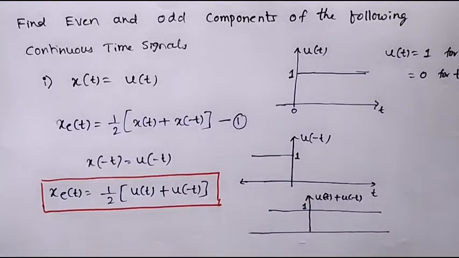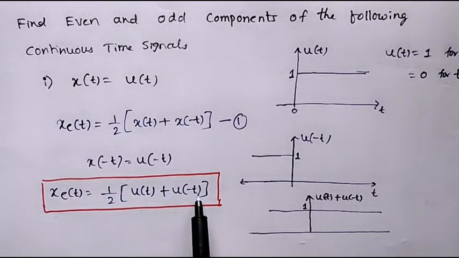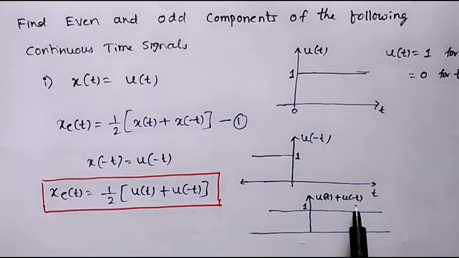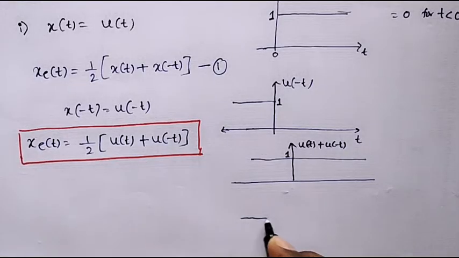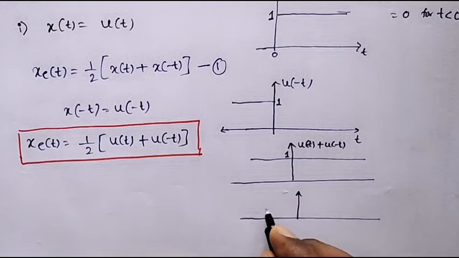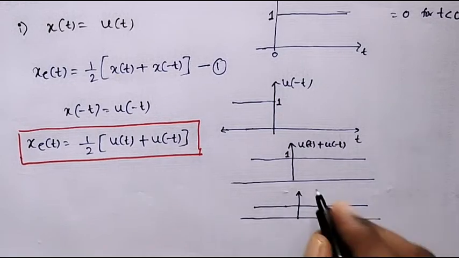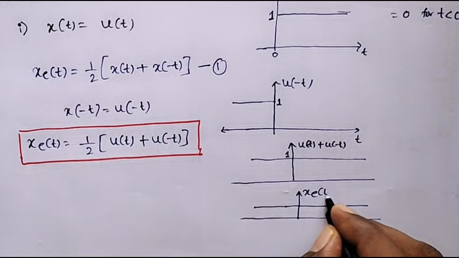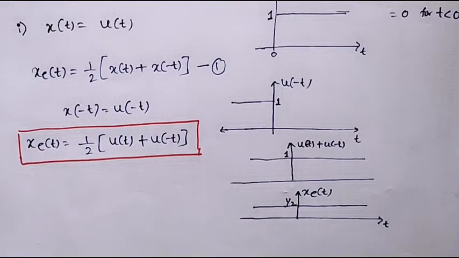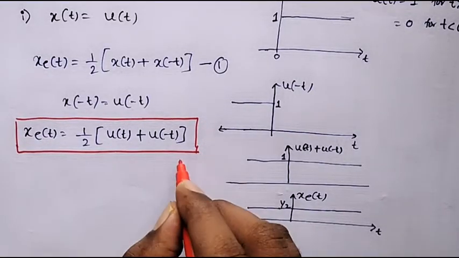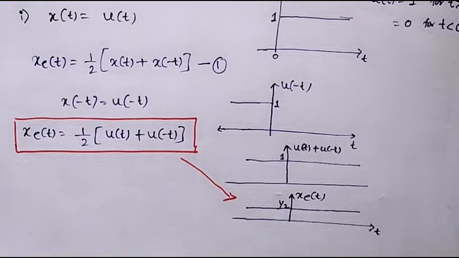Its magnitude is 1. Now here we can observe that x_e(t) is equal to 1/2 of [u(t) + u(-t)]. So this is u(t) plus u(-t), and now we have to divide it by 2. It is nothing but dividing the amplitude by 2. Therefore the amplitude of the resultant signal is 1/2. So this is x_e(t) and its magnitude is 1/2. This is the waveform representation of the signal x_e(t).